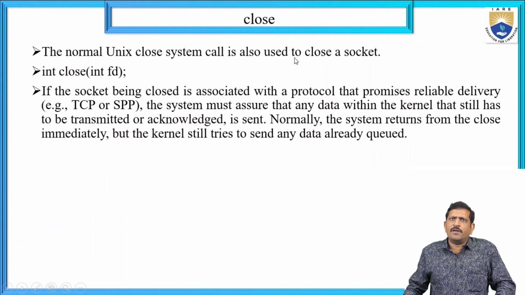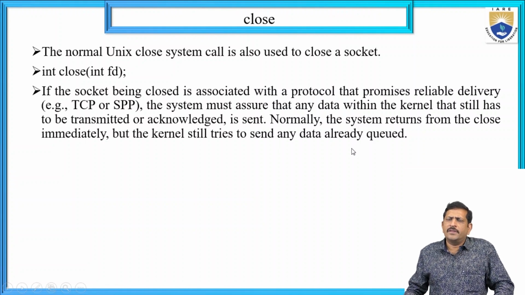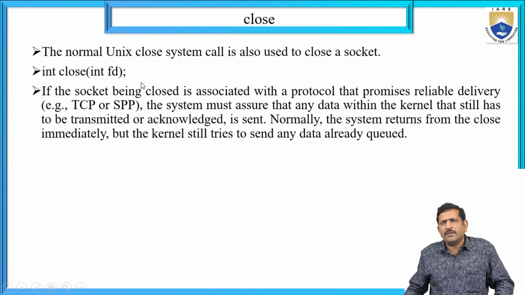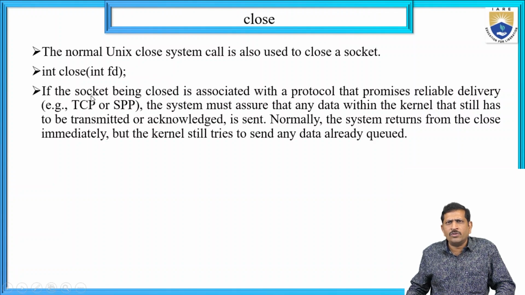Finally, the close system call. Once the communication between client and server is completed, we can use the close system call. The normal Unix close system call can also be used for closing the socket: int close(int fd), where fd is the file descriptor. Whatever file you want to close, just give that file name. With this, we are closing the particular communicating file, which is then disconnected.